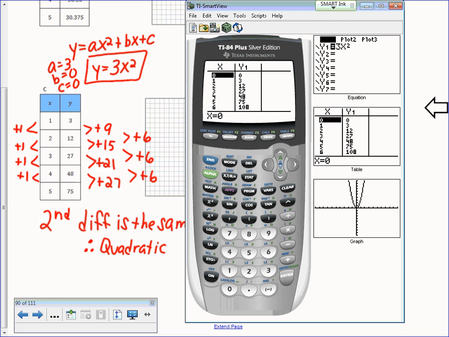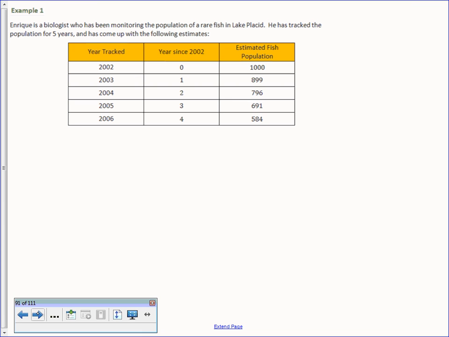Okay, let's go to page 52. Enrique is a biologist who has been monitoring the population of a rare fish in Lake Placid. He has tracked the population for 5 years and has come up with the following estimates. So now, I know there's 3 columns here. Here's the year, but I'm just dealing with the year since 2002. That's going to be my L1 column or my X values. And my estimated fish population is going to be my L2 or my Y values.